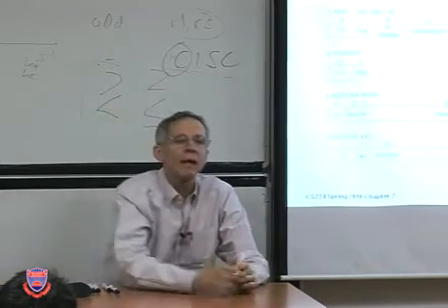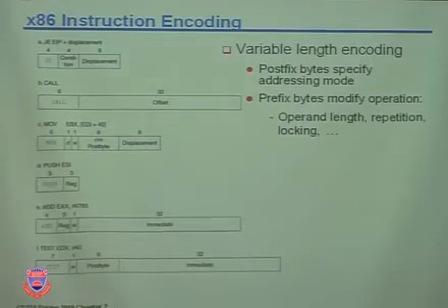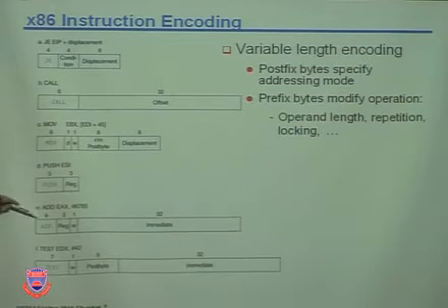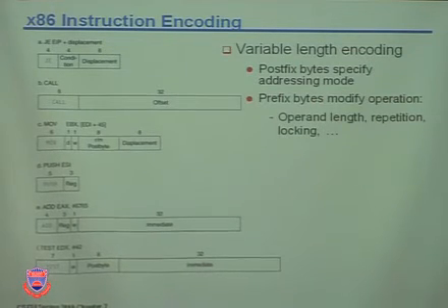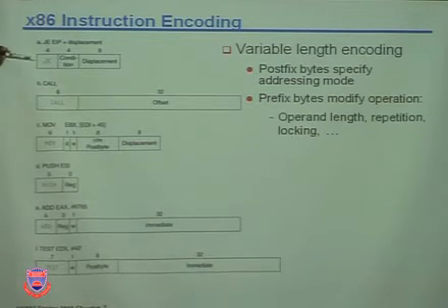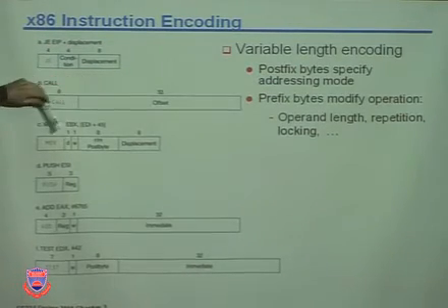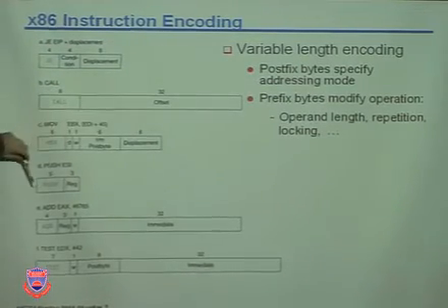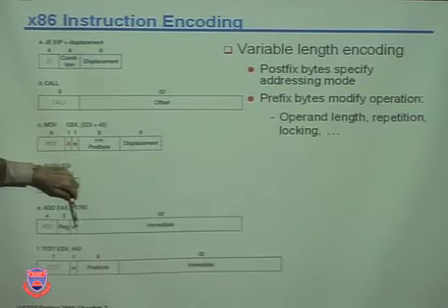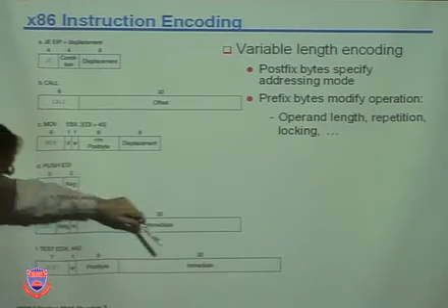Okay, now let's look at the formats. MIPS had 3 formats. Intel's got 1, 2, 3, 4, 5, 6, and more after that. But this is just 6 of them that are shown. I'd like you to notice a couple things here. This format is 2 bytes long. This format is 5 bytes long. This format is 3 bytes long. This format is 1 byte long. This format is 5 bytes long. This format is 6 bytes long.